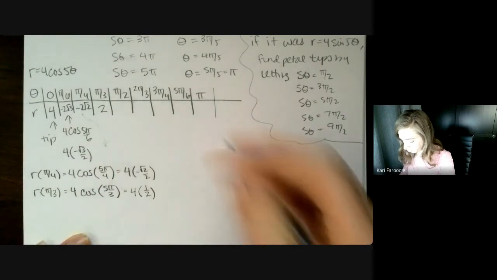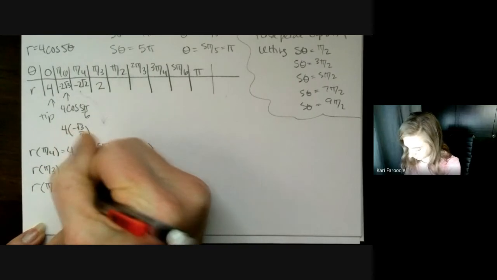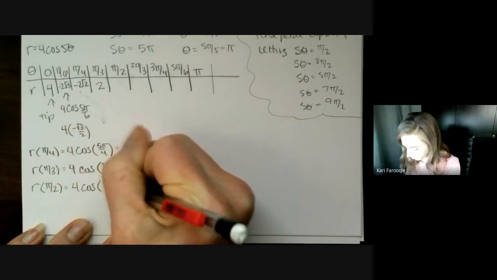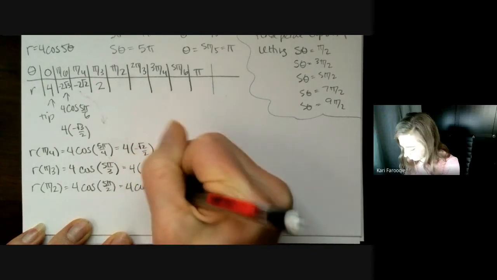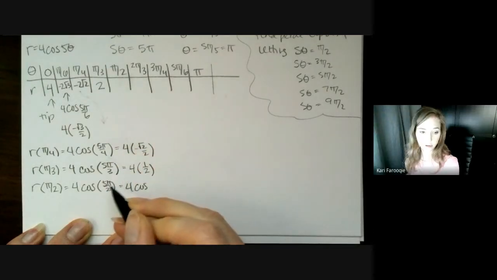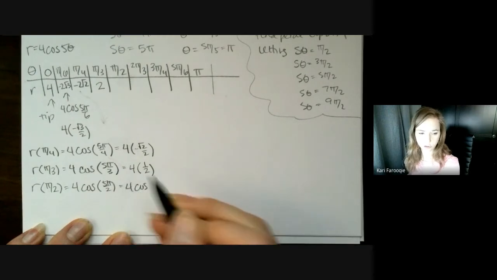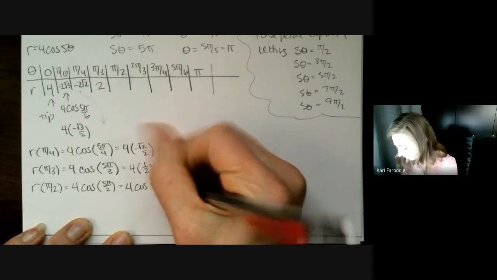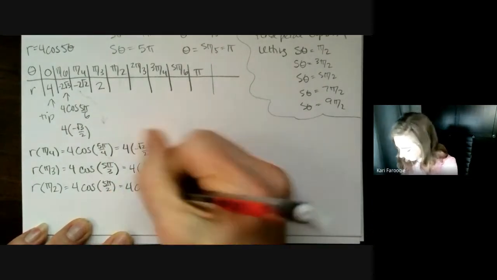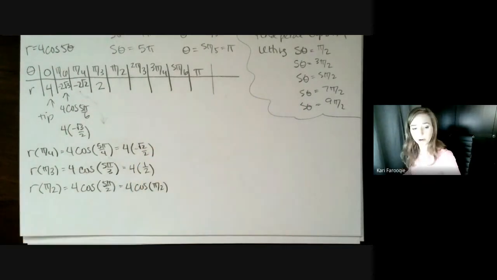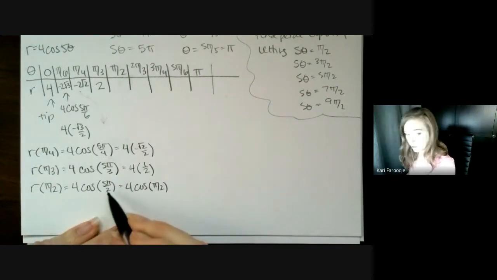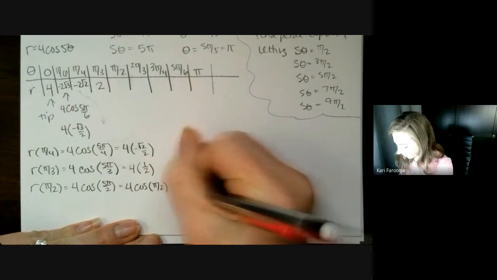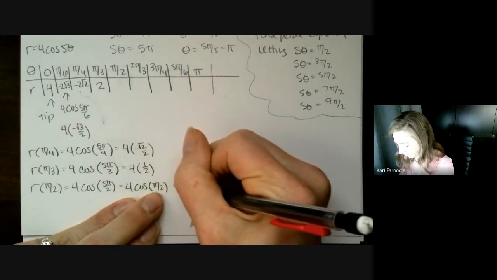At pi over 2, we have 4 times the cosine of 5 pi over 2. Remember that 5 pi over 2 is coterminal. If you take off 2 pi, take off 4 pi over 2, and that just leaves you with pi over 2. It's coterminal with pi over 2. So this is just 2.5 pi. And then this value for the cosine is 0.